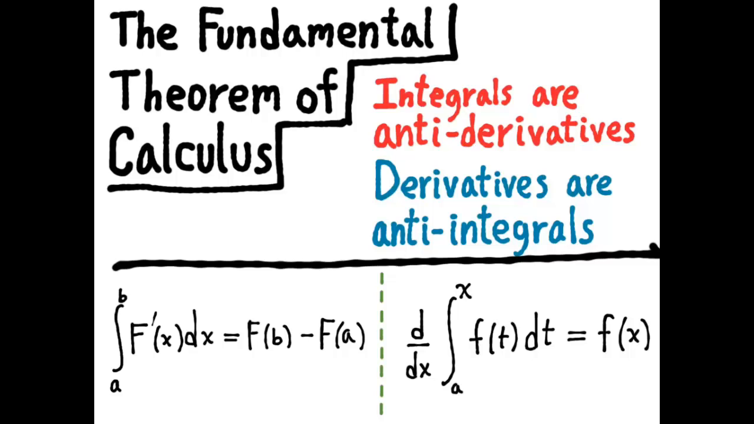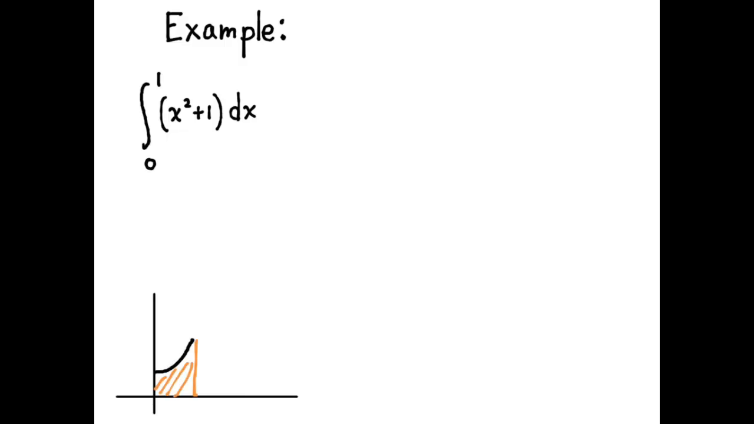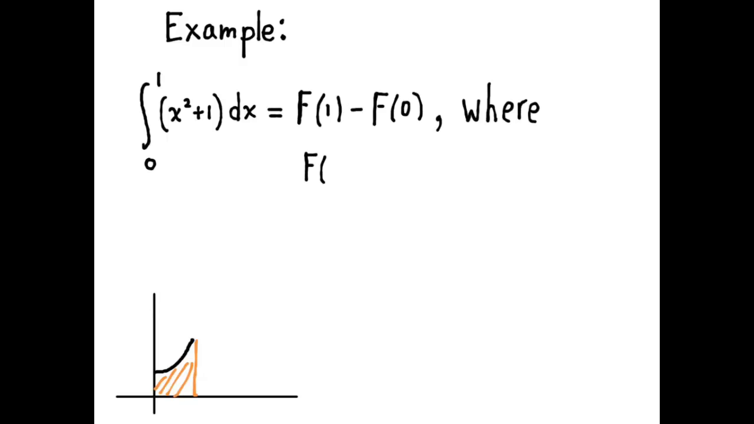So the first thing we will do with the fundamental theorem of calculus is use the first form to actually compute some specific integrals. Our first example will be, suppose we wanted to know the integral from 0 to 1 of x squared plus 1 dx. That's this little region under a parabola shown here. I know from the fundamental theorem of calculus that this is going to be capital F of 1 minus capital F of 0, where capital F is an antiderivative of x squared plus 1.